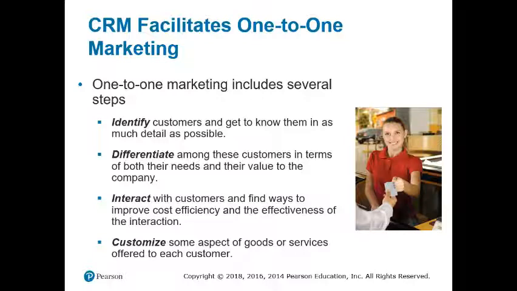Number 3, you have to interact with the customers and find ways to improve cost efficiency and the effectiveness of this interaction. So if you're able to identify and differentiate your customers, then you can interact in more efficient manners so that your resources are not oriented to unprofitable customers or customers that you simply cannot serve because they have different needs at once. So you optimize your interaction.